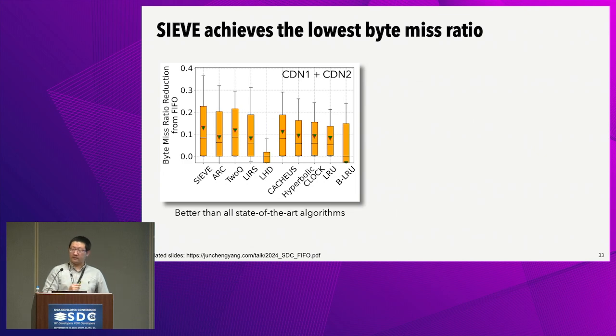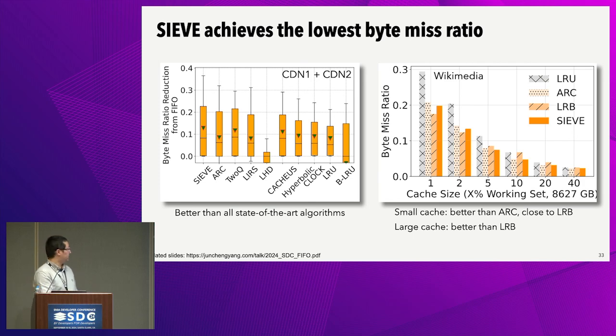That shows request miss ratio, because it measures how many requests are cache misses or cache hits. But for some systems, we also care about byte miss ratio, because retrieving a large object costs a longer time. So here we measured byte miss ratio, and we find that SIEVE actually achieves even better performance compared to state-of-the-art eviction algorithms.